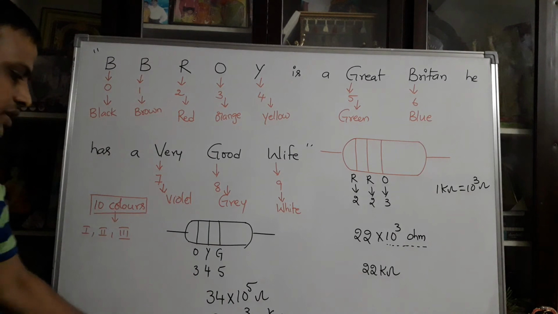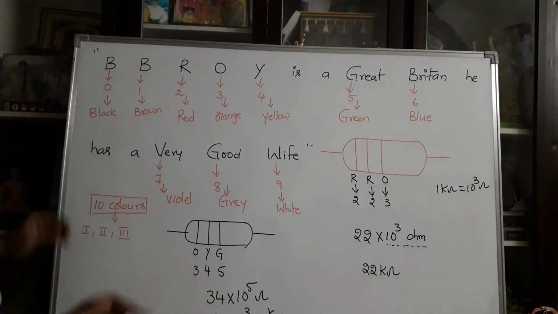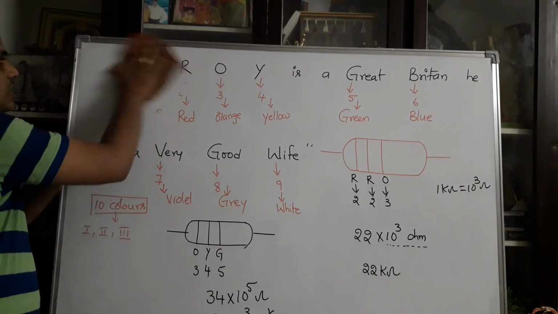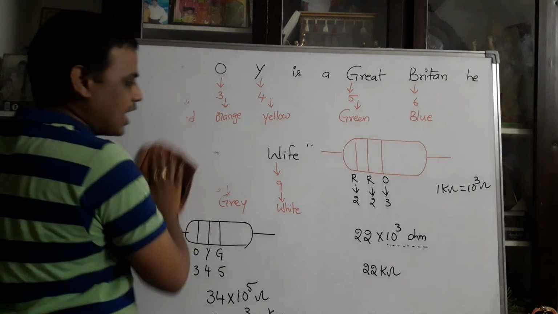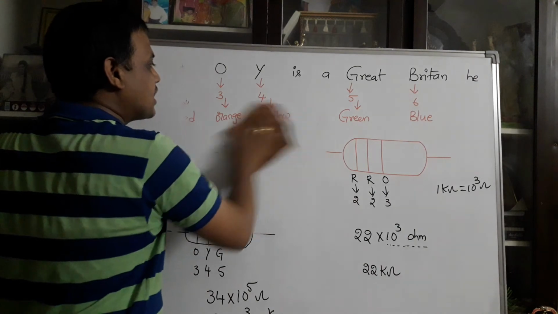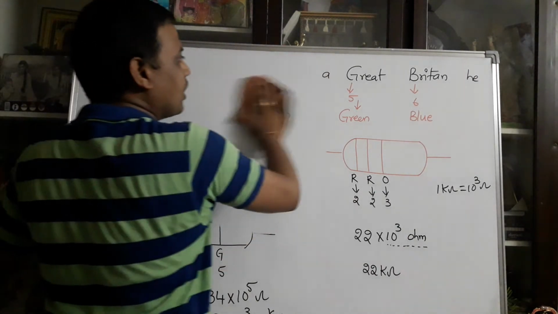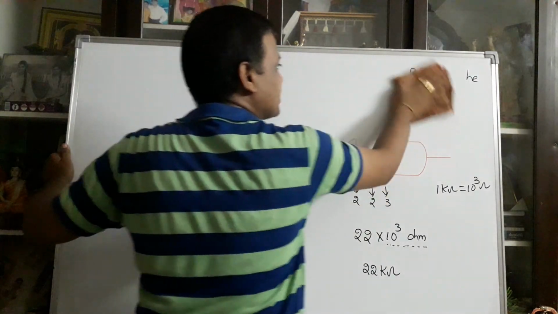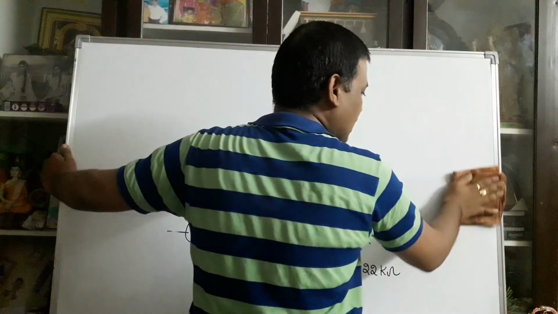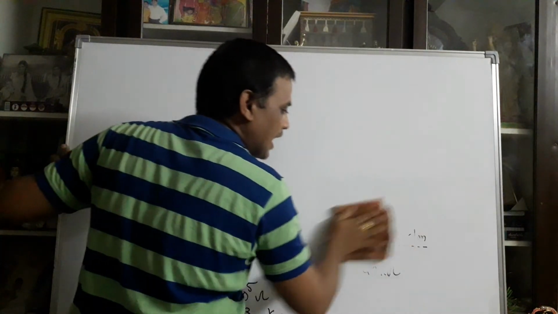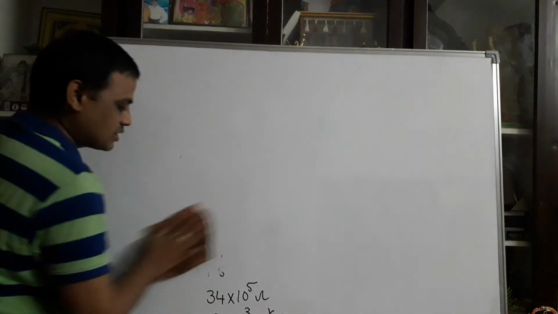Based on three bands of colors, you can explain the fixed value resistance. The starting three bands can be easily identified by using the statement: B.B. Roy is a Great Britain. He has a very good wife. Based on this statement, you can easily calculate or express the fixed value resistance.